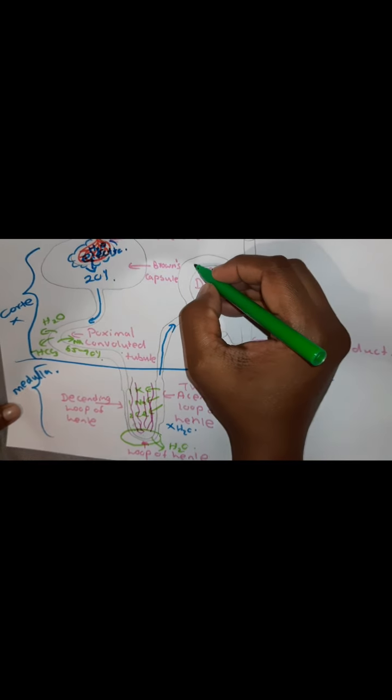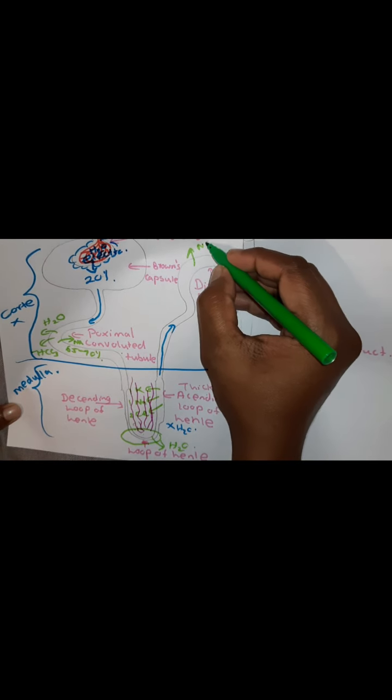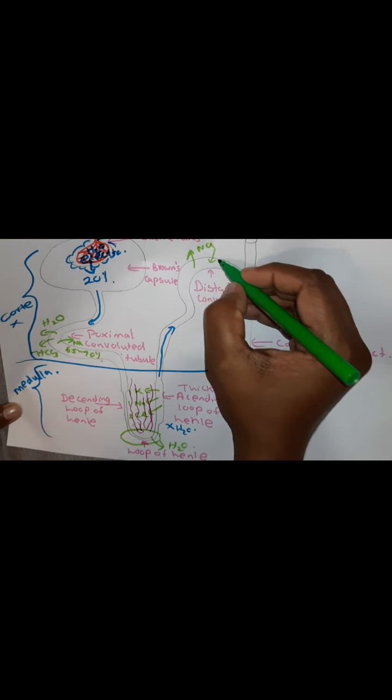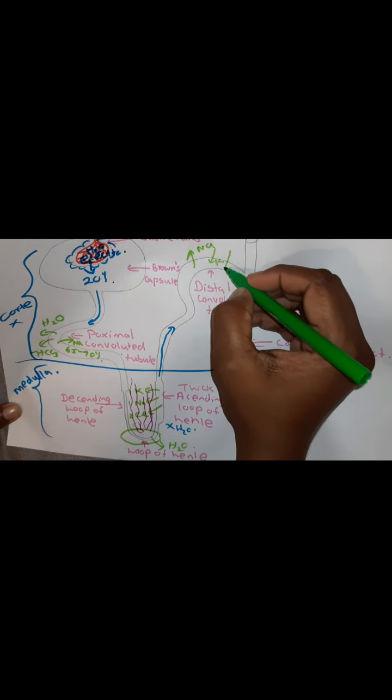Here there is a mechanism that reabsorbs sodium in exchange for potassium and hydrogen. This activity of the distal convoluted tubule depends on the sodium concentration of the urine. If the sodium concentration is high, reabsorption will be high, where the potassium and hydrogen level of the distal convoluted tubule will be high.